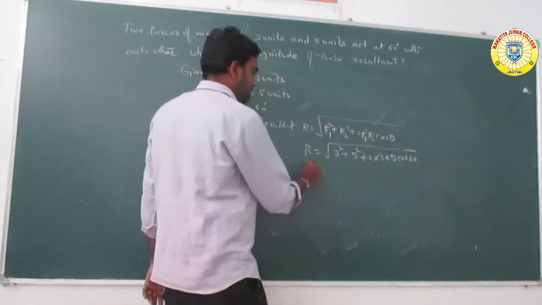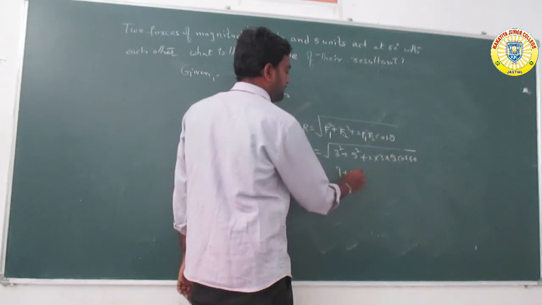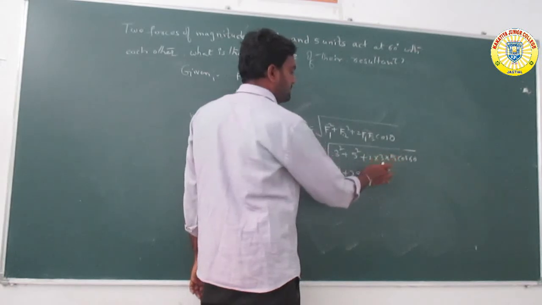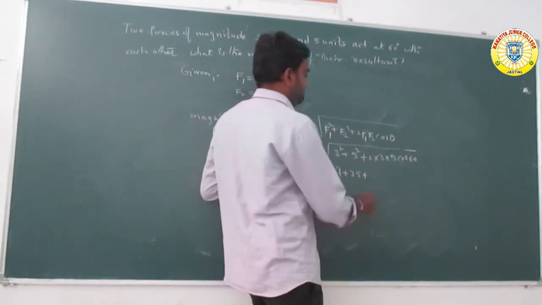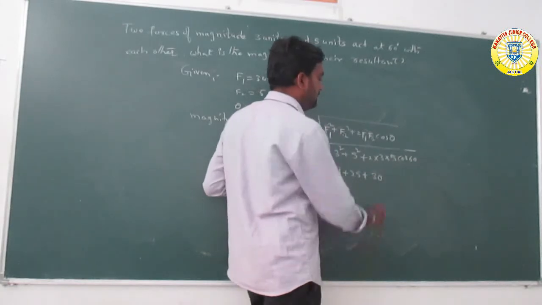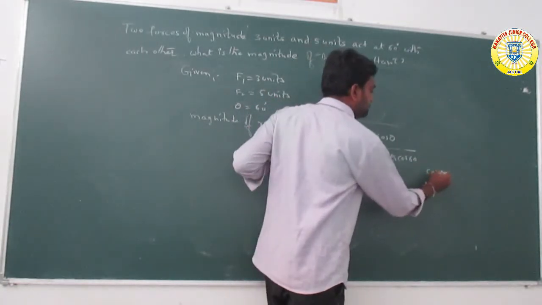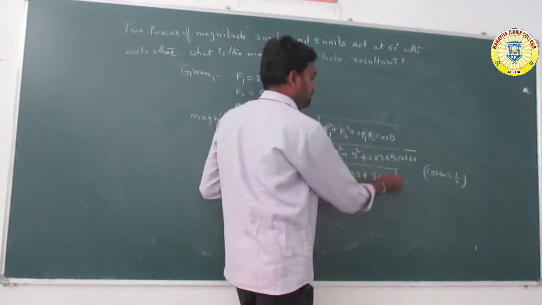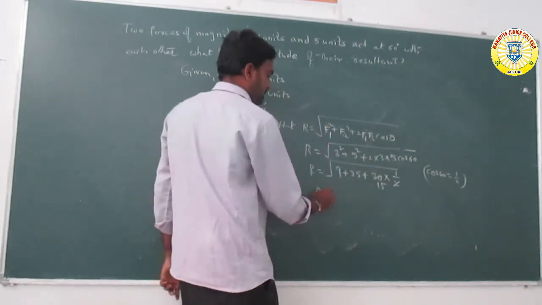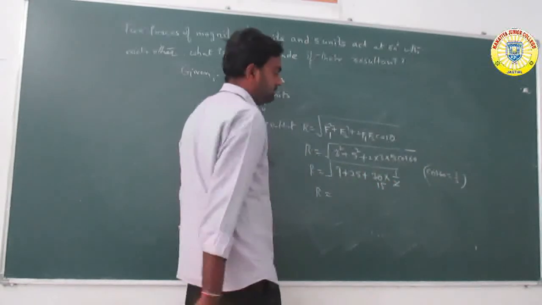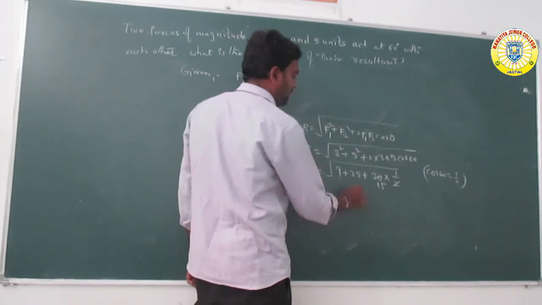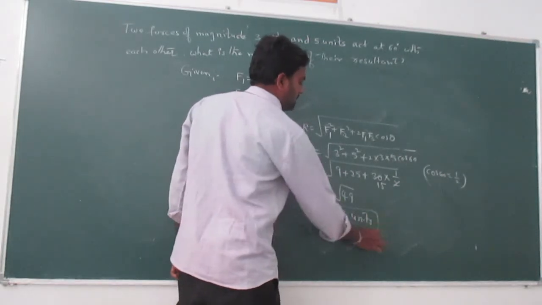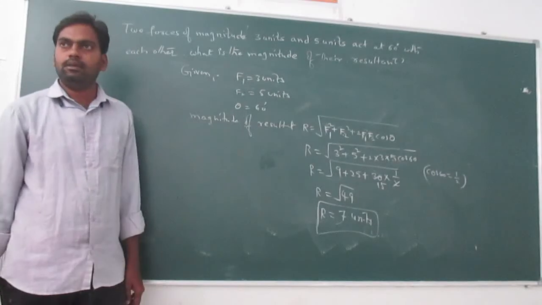So R is equal to 3 square means 9, 5 square is 25. 2 into 3 is 6, 6 into 5 is 30, 30 into cos 60. Cos 60 value is 1 by 2. Substituting 1 by 2, we get 15. So R is equal to 15 plus 25 is 40, plus 9 is 49, under root. R is equal to 7 units. So this is the magnitude of the resultant.